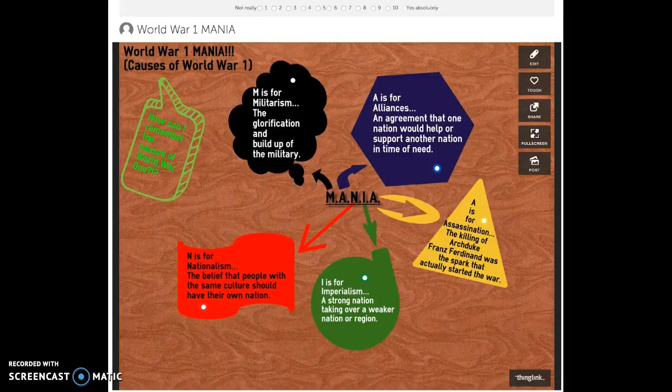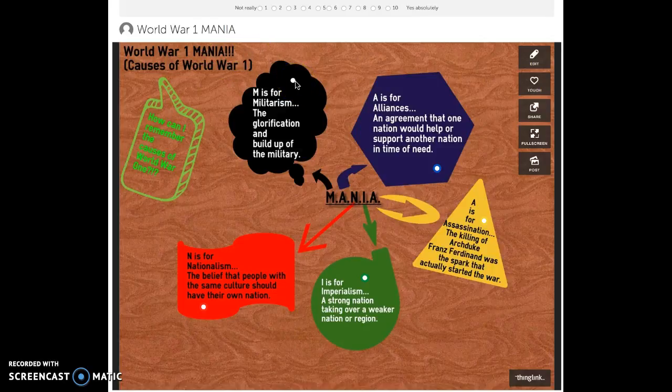It's time to review. We've been talking in class for the last few days about the causes that led to World War I. But how can you make sure you remember all the causes? Remember the acronym M.A.N.I.A.